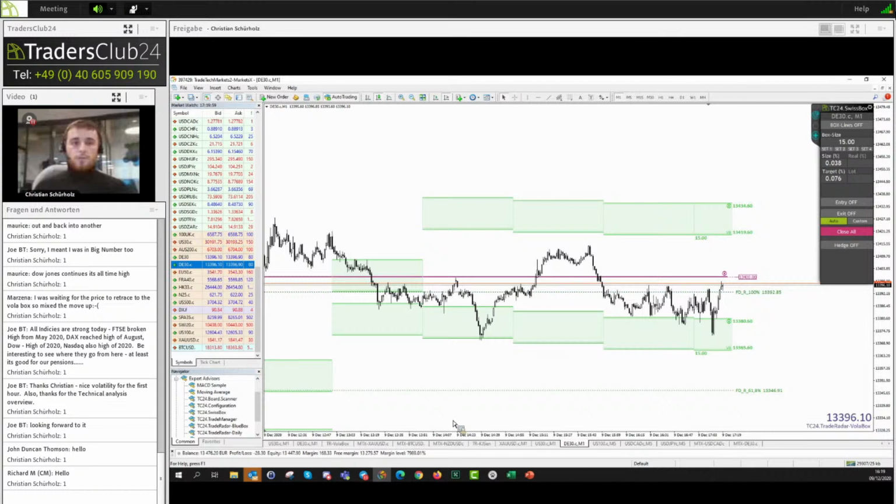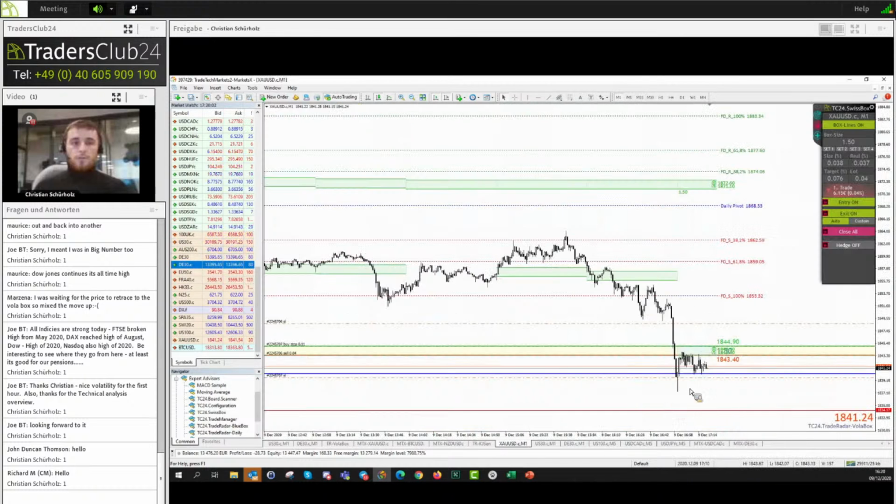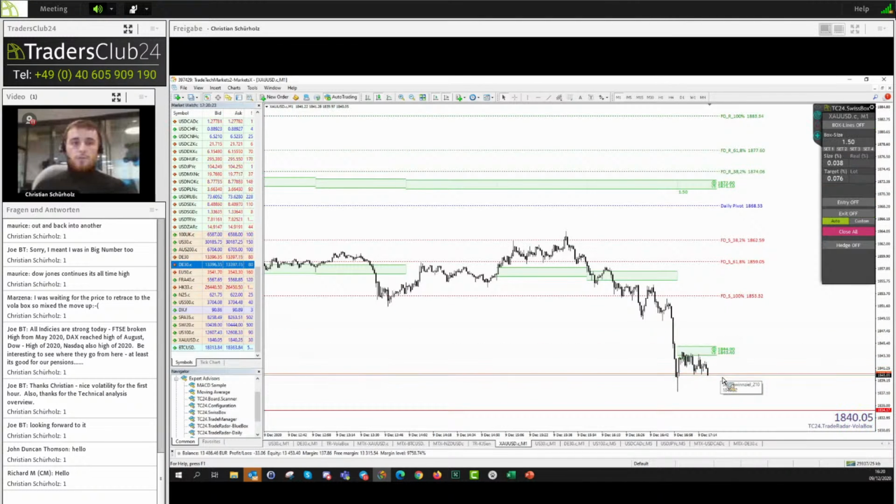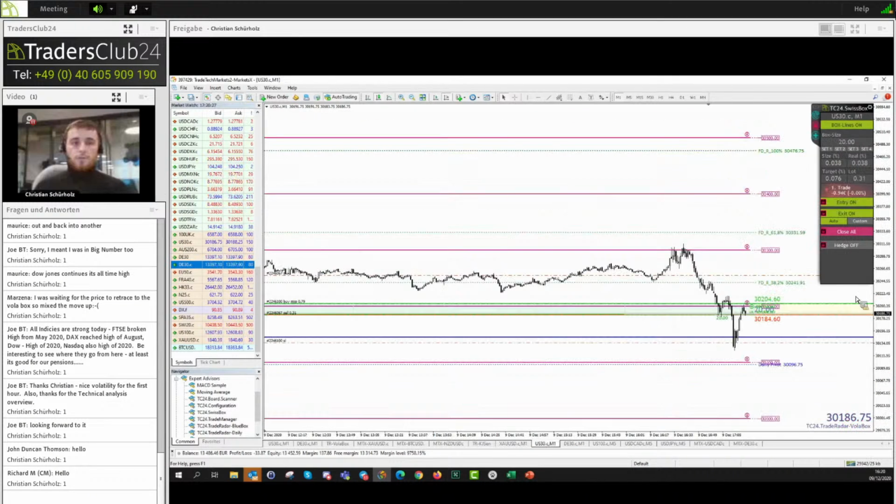How many do we have left? So we've got 4 active Volabox boxes currently in the chart. You can see here that we've been very close to closing this gold. Hopefully we'll see that close just now. And there we go. So that's gold closed. 3 left to go.